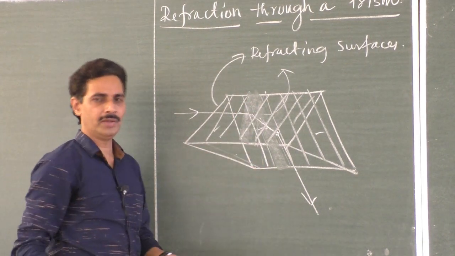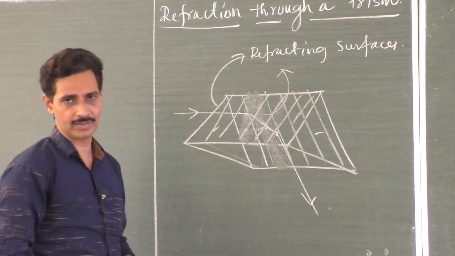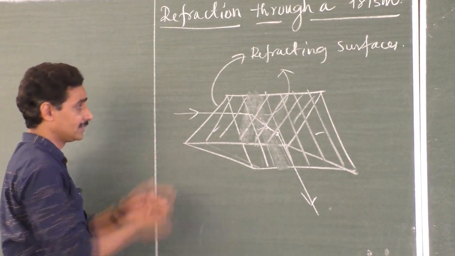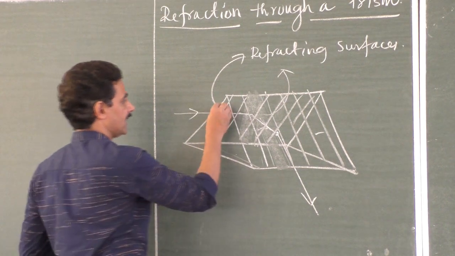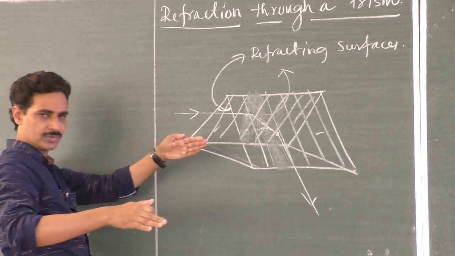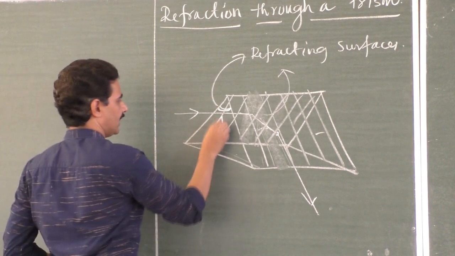That is left to you. But at a time you can use only two rectangular surfaces. They are called refracting surfaces. And how much angle these two refracting surfaces will create, that is this one. Am I right? The other one inside the board and the first one outside the board. That is called angle of the prism.